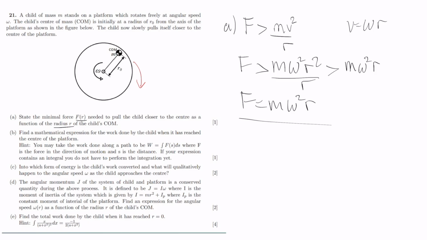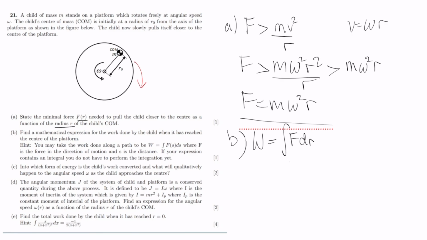Okay, part B, what do we need to do? Find a mathematical expression for the work done by the child when it has reached the center of the platform. Okay, so we can take the work done along the path to be the integral of F(s) ds, where F is a force in the direction of motion. So I'm going to say that the work done is equal to the integral of the force dr.